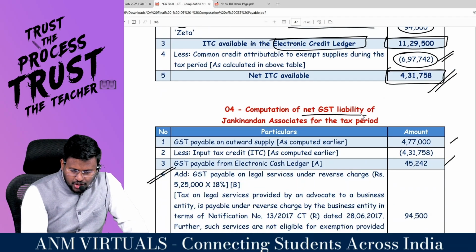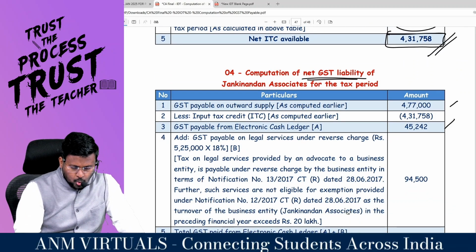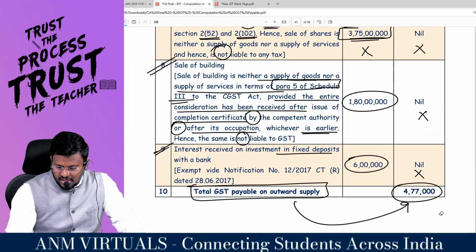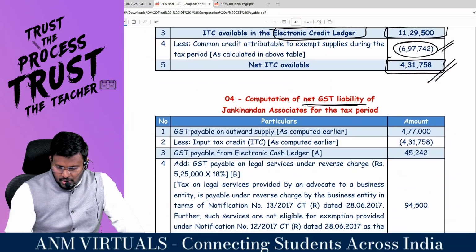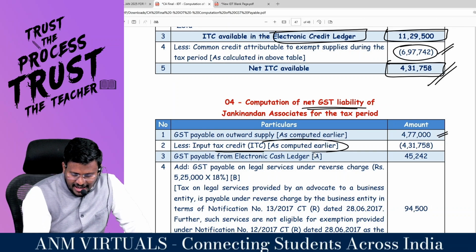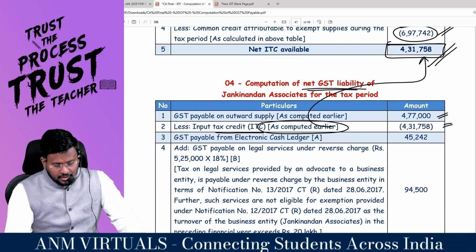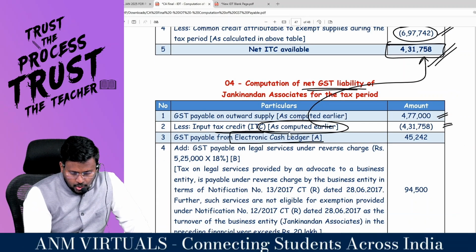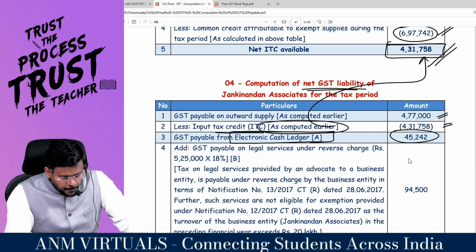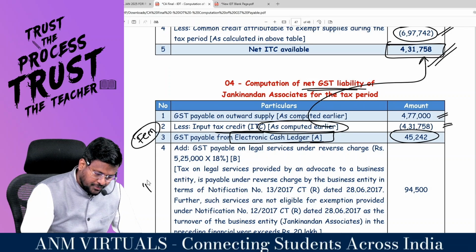So the computation of net GST liability, the final one. Shall we? What is the GST payable on outward supply? You already calculated it in step number 1. What is the total GST collected? 4,77,000. Comfortable, sir? 4,77,000 less ITC as computed earlier. How much is only allowable? That means GST payable through the electronic cash ledger would be 45,242.